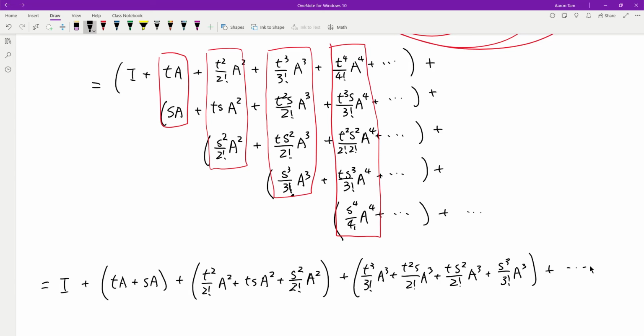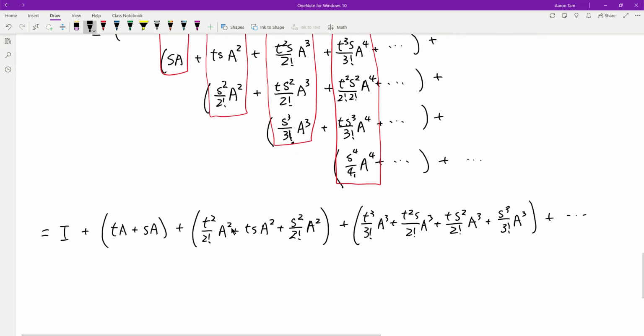That's just way too much writing. And as we all know, mathematicians hate to write. So that doesn't seem like anything that we can work with, but actually it does. Notice the following. I'm going to go and factor out the a.